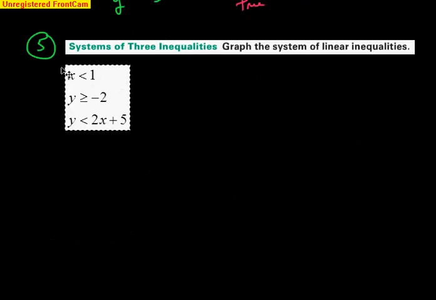Okay, here's the last problem we've got here. We're going to graph a system of 3 linear inequalities. We have x is less than 1, y is greater than or equal to -2, and y is less than 2x plus 5. So if we take a look at this, I'll use 3 colors, one for each. The first one, again, ignore the inequality. This tells me that all of my points have an x of 1. So to get 2 points to graph, pick 2 points with x's of 1: 1, 0, and 1, 2.